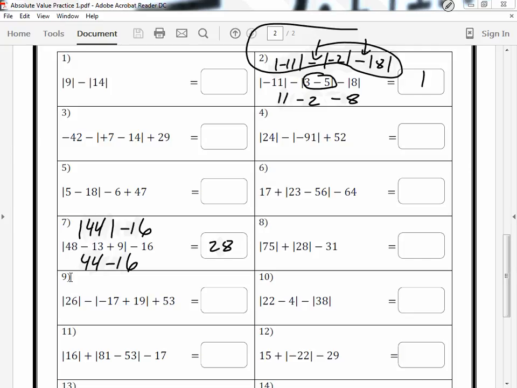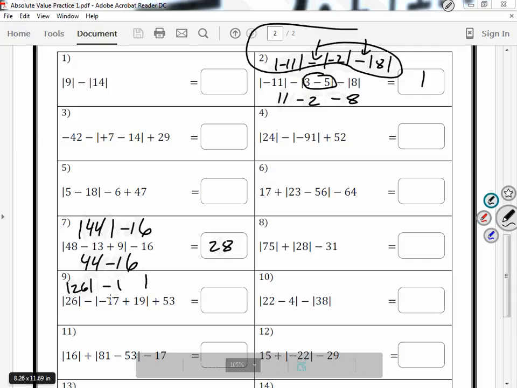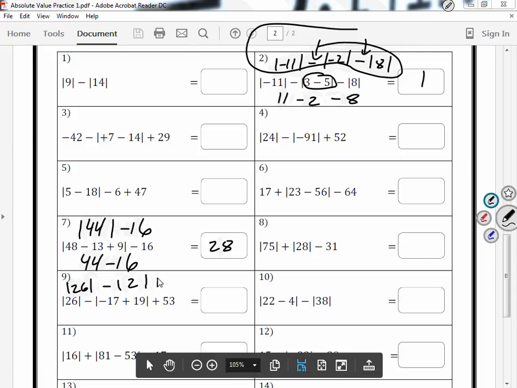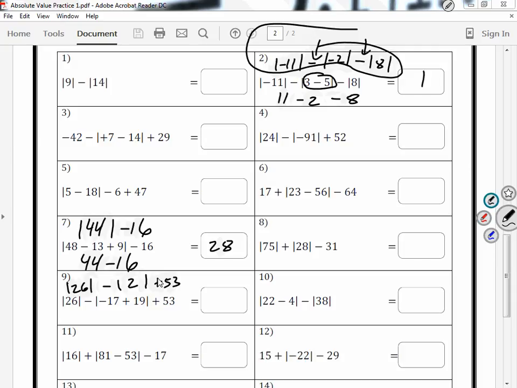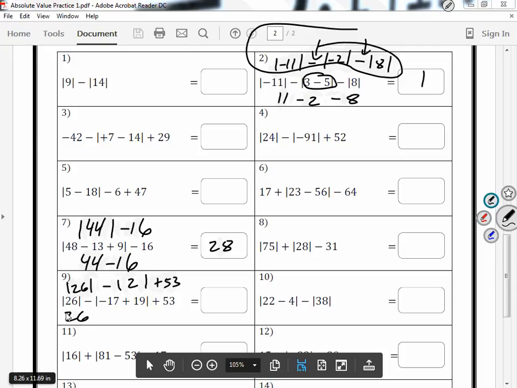Let me do one more. Look at number 9. Absolute value 26 minus, on the second absolute value, how much is negative 17 plus 19? 2, plus 53. Right? Simplify each absolute value first. So the inside, simplify it. Right below it, I'm going to drop the absolute value sign. So I'm going to go 26 minus 2 plus 53.